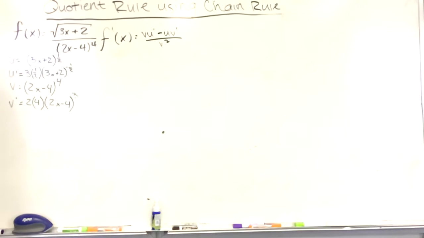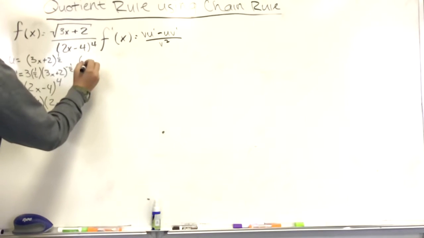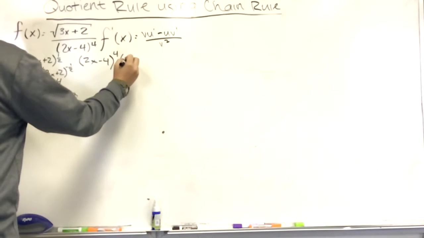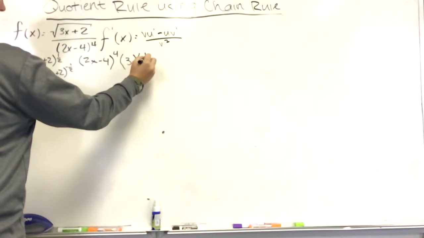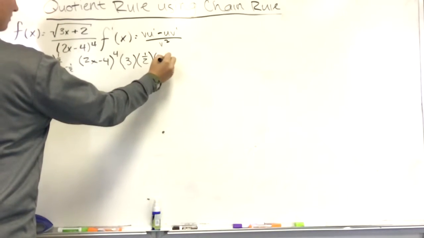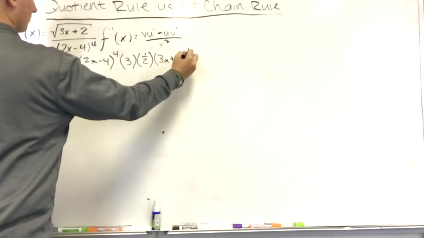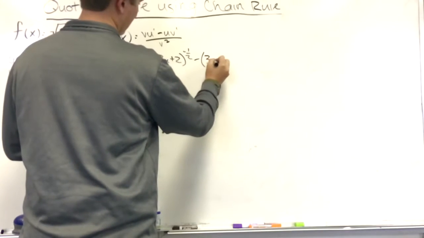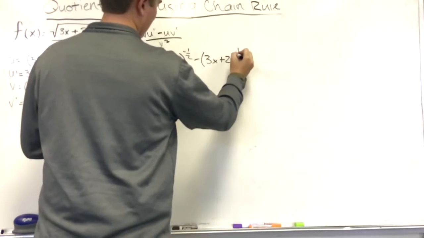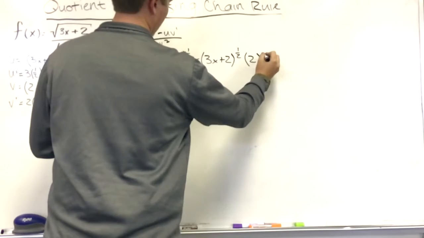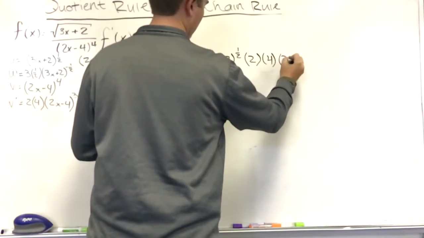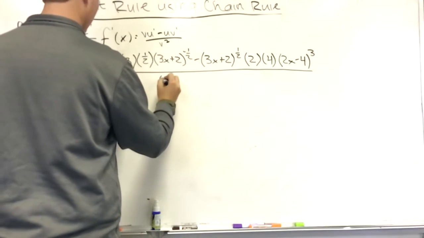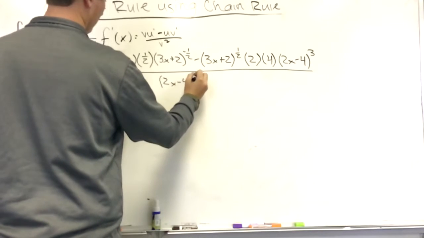Now that we found our u's and v's, we can now do the quotient rule. So it's v times u prime minus u times v prime, over v squared. So our v would be 2x minus 4, our u prime will be 3 times 1 half, times the inside of u, which was 3x plus 2, to the negative 1 half. Now we're going to subtract all that by u times v prime. So u is 3x plus 2, and then v prime is 2 times 4 times 2x minus 4 to the 3rd. This is all over v squared, so you're going to have parentheses 2x minus 4 to the 4th, to the 2nd.